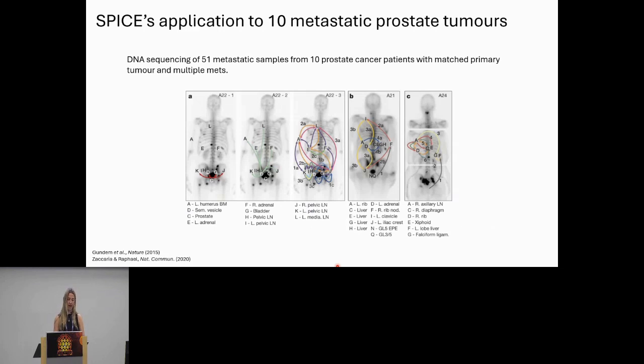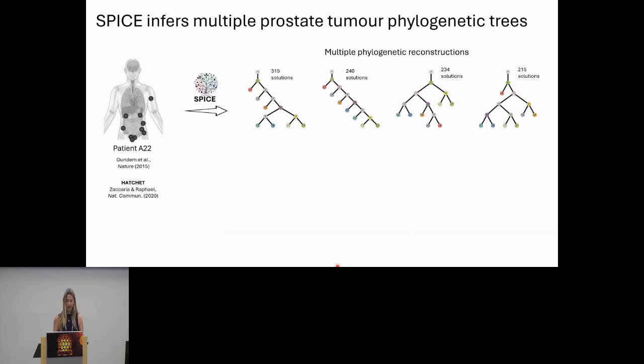We then wanted to look at how we can use SPICE and apply our method to real data, so specifically 51 metastatic samples from 10 prostate cancer patients, first analyzed by Gundem et al. in 2015. And here we have an example of the results on one patient. So this is patient A22, where we apply SPICE to clone copy number profiles that were inferred using the HATCHet tool. And we can see that we obtain hundreds of solutions for different tree topologies.